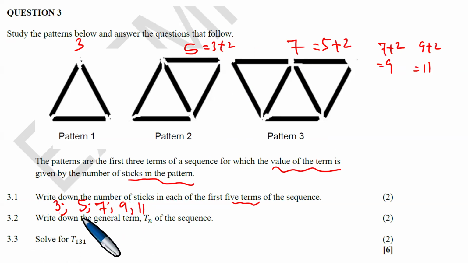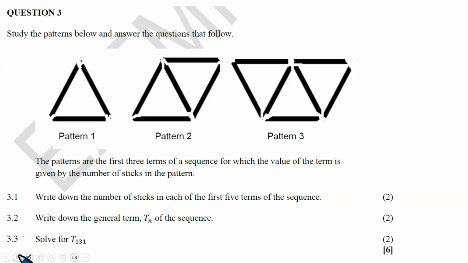So obviously, these are 1, 2, 3, 4, 5. And write down the number of sticks in each of the first 5 terms of the sequence. And we've just done that exactly. Correct. So we're done, because there are 1, 2, 3, 4, 5 of them. Okay. Right. So we're good. Next question is 3.2. What do we do in 3.2?